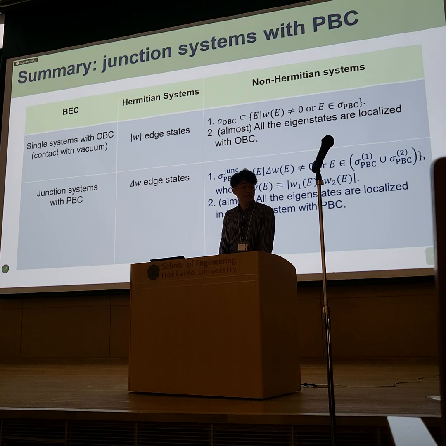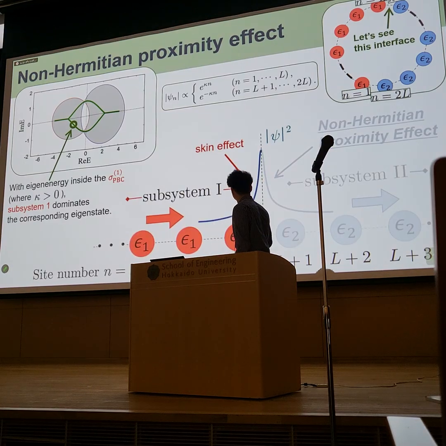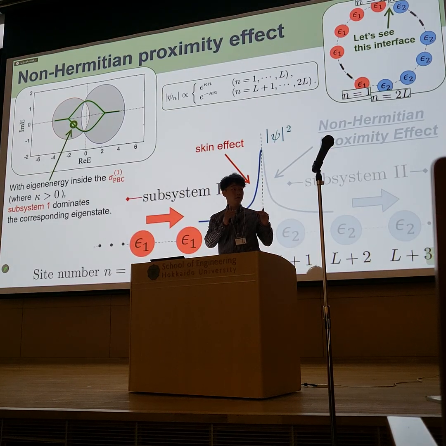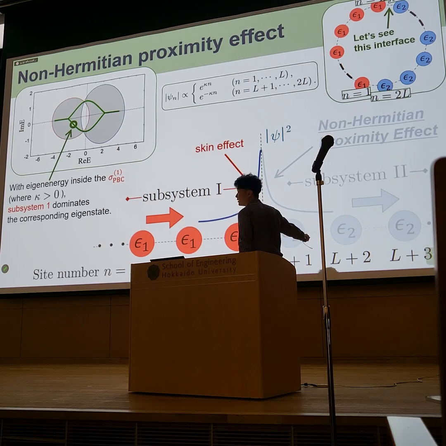Is there any correspondence between the non-Hermitian proximity effect and the non-Hermitian skin effect? So the skin effect is, for example, if we consider the homogeneous simple Hatano-Nelson model, we can observe the skin effect in the same direction as the asymmetric hopping. So in that sense, we can consider the shape of the wave function as the skin effect. But on the other side, it is localized at the opposite side of the asymmetric hopping direction. So we call this phenomenon the non-Hermitian proximity effect.